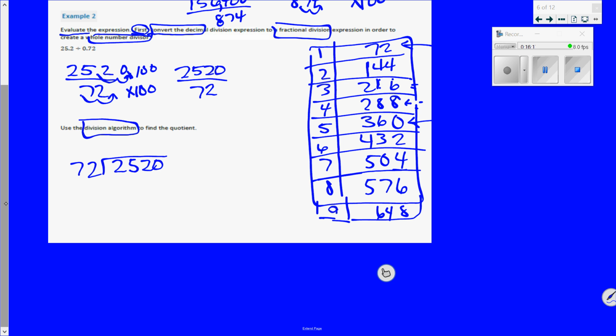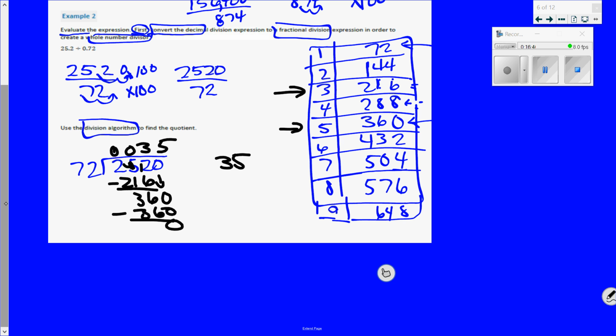2,520 divided by 72. Will 72 go into 2? Nope. Into 25? Nope. 252, I look at my table. That's the closest I can get without going over. So subtract 216. Gets me 6, 3, bring down the 0, 360. There's my 5. And I'm done. So while initially 2,520 divided by 72 may look like a daunting thing to do, it's not. That whole problem literally should take you maybe 2 minutes, 3 minutes if you're a little slower on the table.